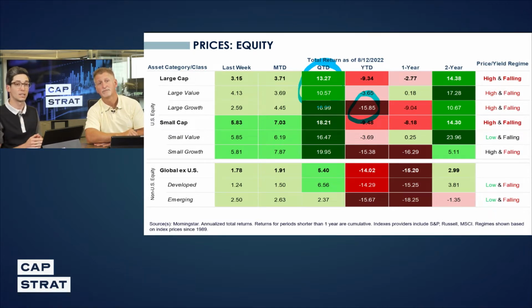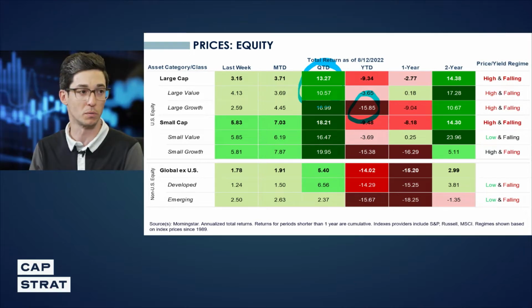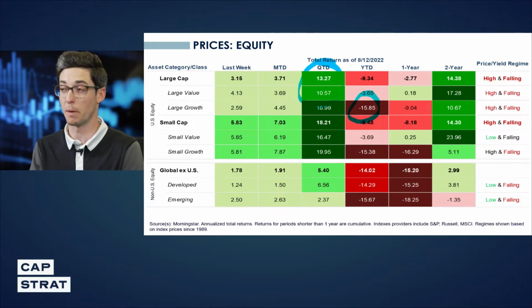All of these equity asset classes are still above their long-term trend, and the prices are still going down on a longer-term basis. If you focus on that one-year column, for example, these are total returns shown here, but on a price return basis, all of these equity asset classes have a negative price return over the one-year basis, implying they would be falling.